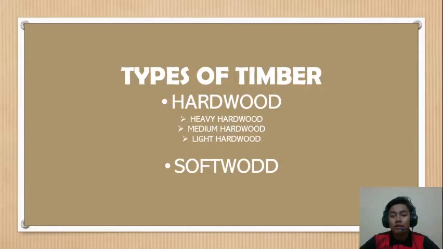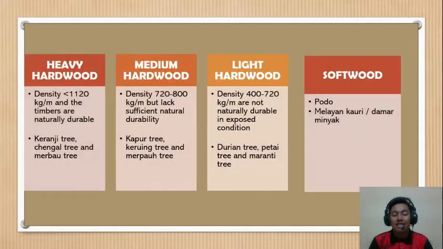Types of timber. Hardwood and softwood. Hardwood has three types: heavy hardwood, medium hardwood, and light hardwood. Heavy hardwood. Density below 1120 kg per cubic meter and the timbers are naturally durable. For example, Keranji tree, Cengkeh tree, and Merbau tree.